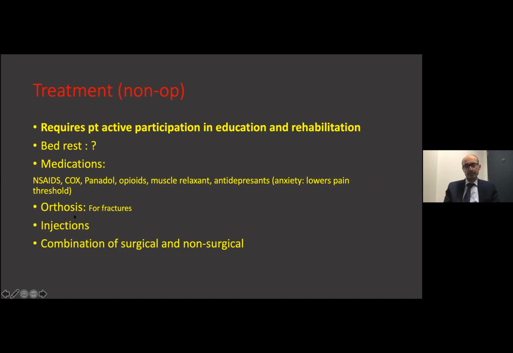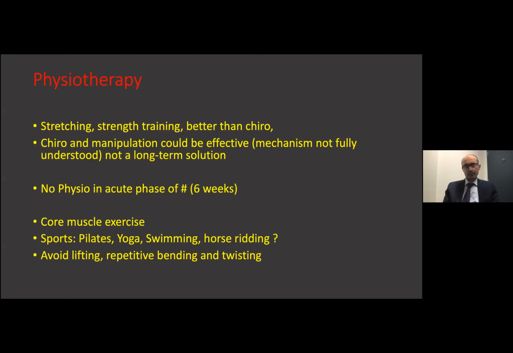Orthoses or braces, I normally prescribe them for fracture, both surgical and non-surgical, where I focus on the surgical part. In terms of physiotherapy, I essentially ask for one thing: core muscle exercise. Stretching and all this training, they know how to do it and they do it perfectly. For me as a surgeon, anyone with a spine problem, I ask for core muscle exercise.